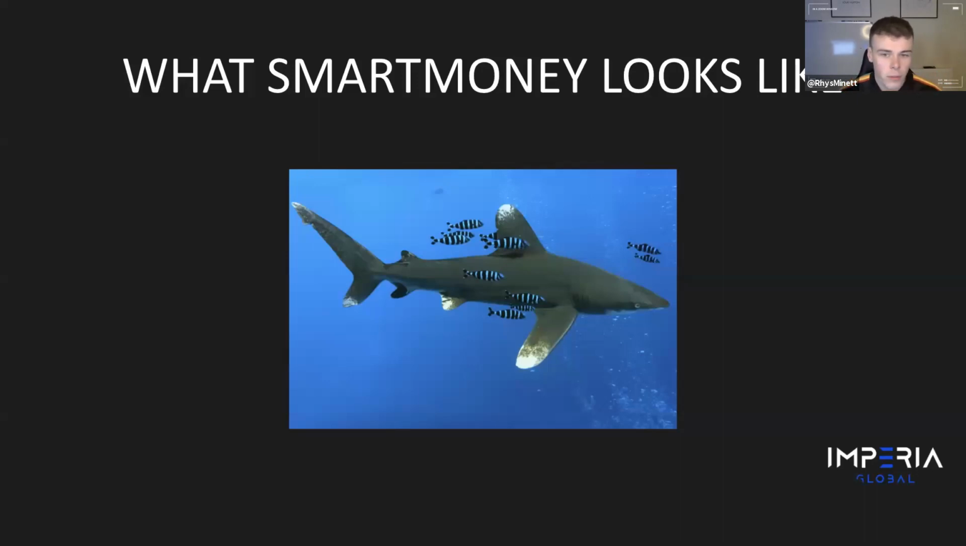We want to go with the big players, go with the institutions, go with the hedge funds, go with the banks in the markets. And that's exactly what smart money trading is. You're going with the big players in the game. You're not trying to go against them. You're not trying to fight against them. You're going with them. And that's literally what smart money concepts is all about.